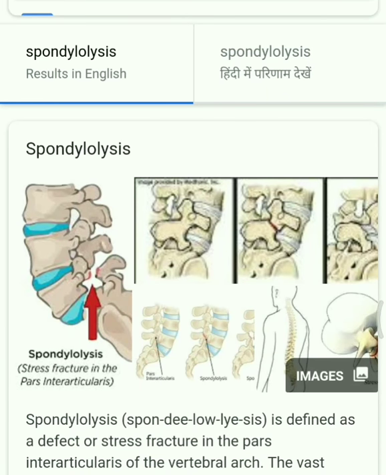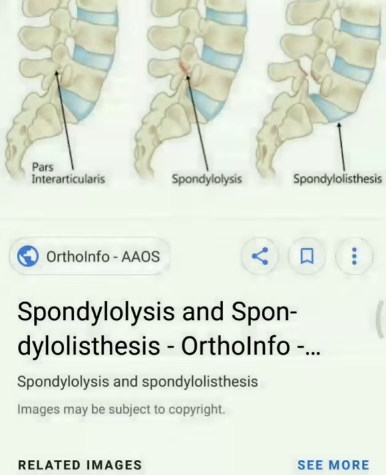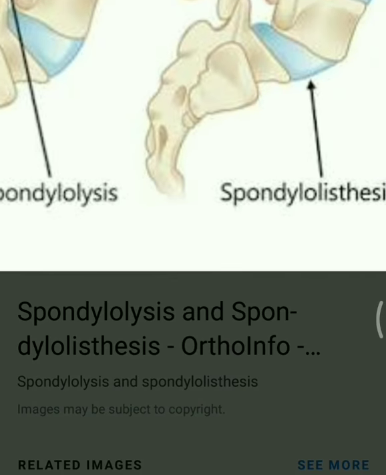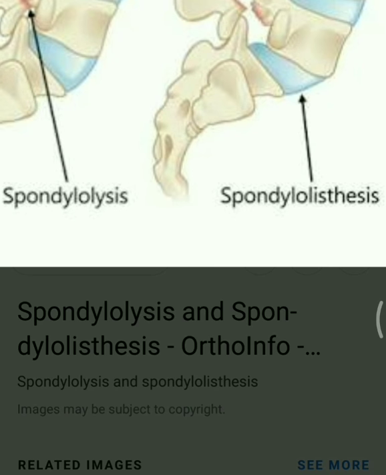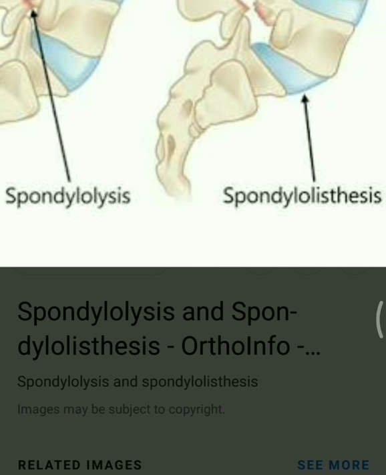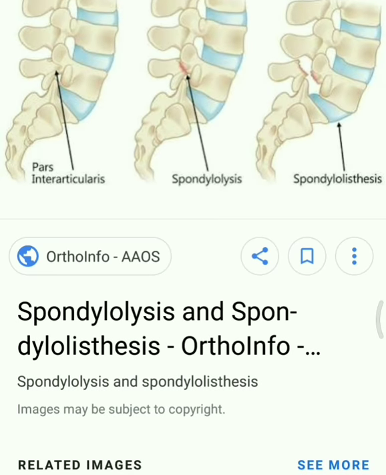Spondylolysis is a fracture of the pedicle or pars interarticularis. And the next term is spondylolisthesis. Spondylolisthesis is slippage of one vertebral body over another body. Here you can see that spondylolisthesis. That is spondylolisthesis.